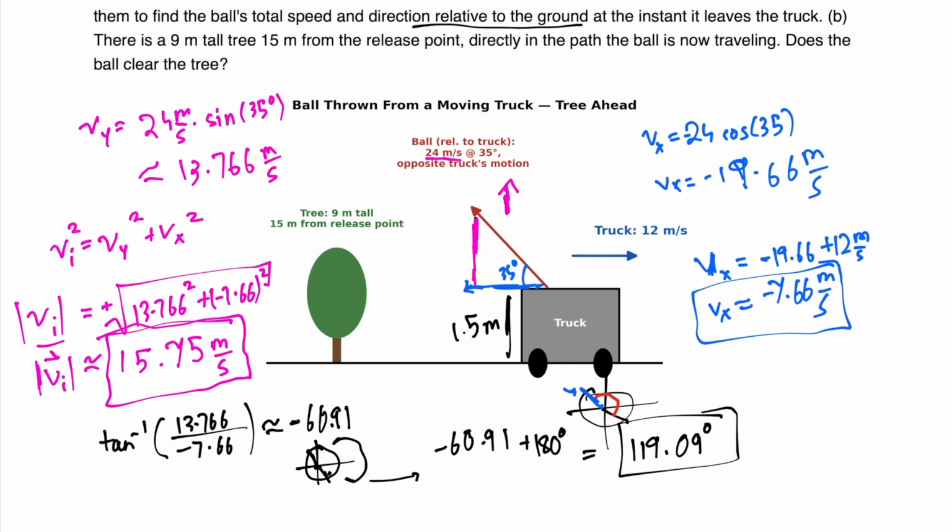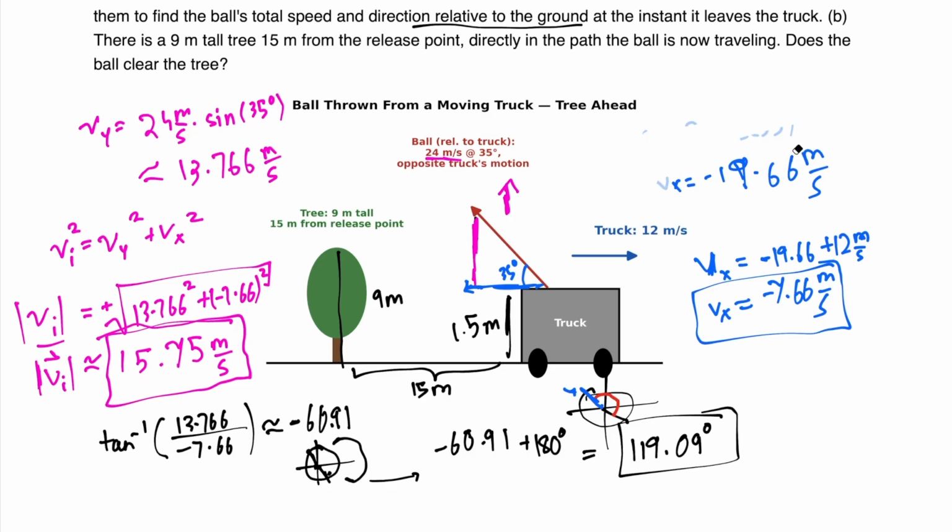Now, that's only one part of the question, though. We also have part B. There is a 9-meter tall tree, 15 meters from the release point. So, 15 meters, and this tree is 9 meters. Does the ball clear the tree? Okay, so let's find out, shall we?